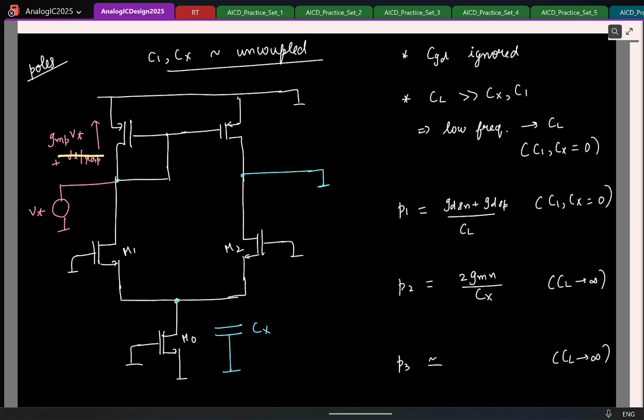Now you also have something looking down. So looking down, I'm looking into the drain of this transistor. Do you think the resistance is going to be small or large? Looking into the drain of this transistor, will the resistance be large or small? It's going to be really large. So the current that will be drawn here is going to be much smaller compared to this current. So this current you can typically ignore, not a problem.